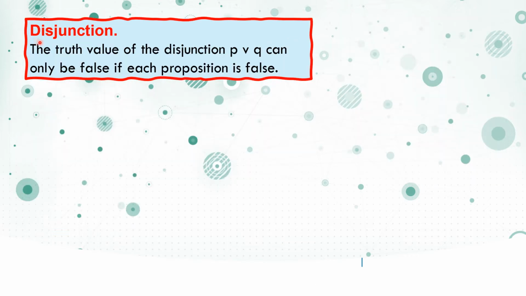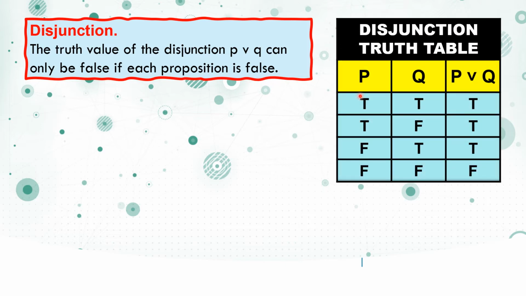The third logical operator is called the disjunction operator and is denoted by this symbol, the letter V. A disjunction allows us to express alternatives. The truth value of the disjunction P or Q can only be false if each proposition is false, as shown in this disjunction truth table.